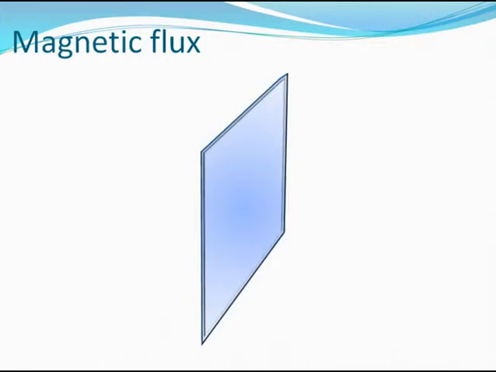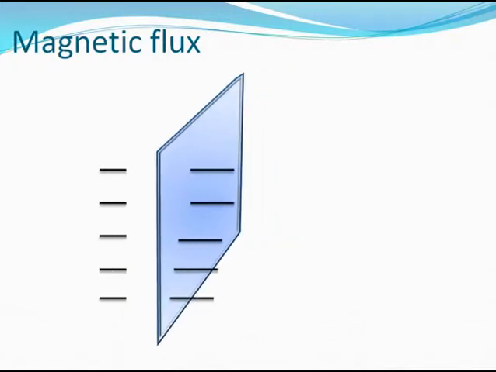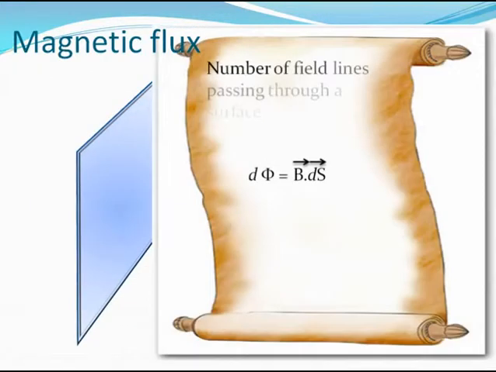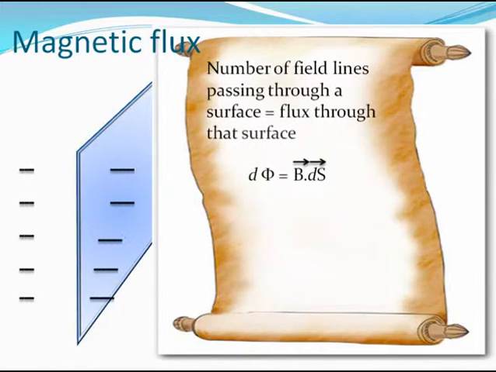What is magnetic flux? Magnetic flux is simply the number of magnetic lines of force passing through a certain area. The number of field lines passing through a surface is the flux through that surface. dφ = B · dS. The flux formula is that the elemental flux passing through a small elemental area dS is B dot dS.